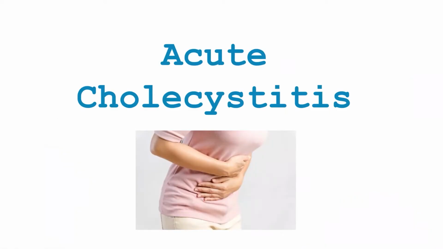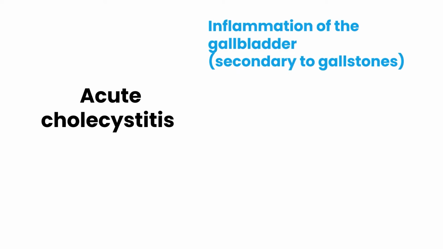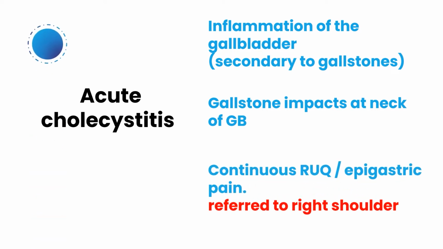Hey everyone, today we'll discuss acute cholecystitis. So what is acute cholecystitis? It is the inflammation of the gallbladder, most probably secondary to gallstones. And a gallstone goes and impacts at the neck of the gallbladder. And there's continuous right upper quadrant or epigastric pain and it is usually referred to the right shoulder. So these are the must-know things about acute cholecystitis.